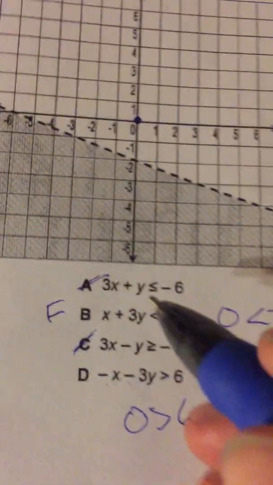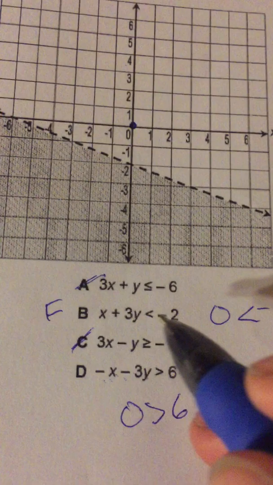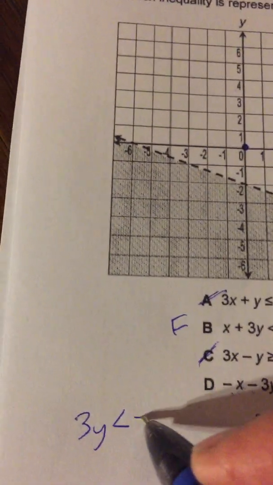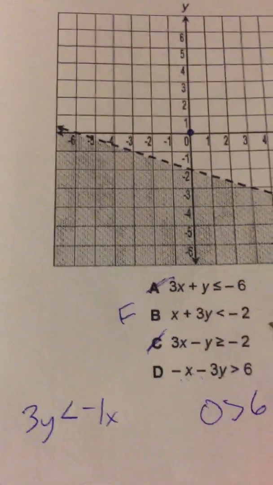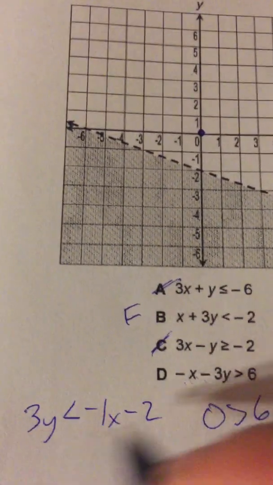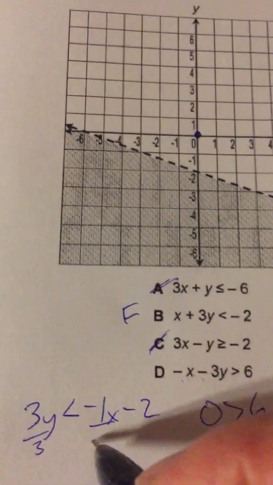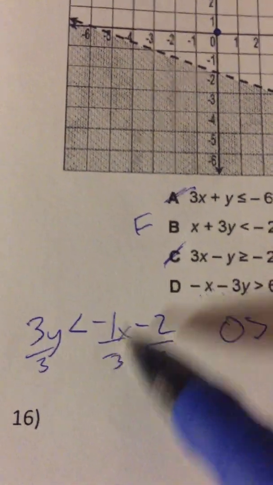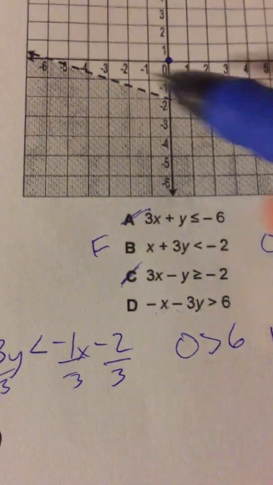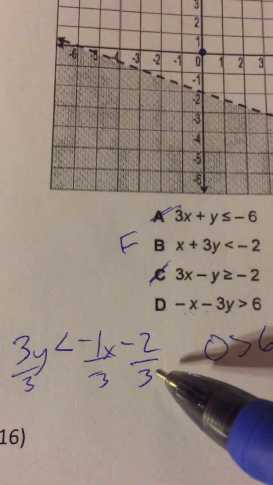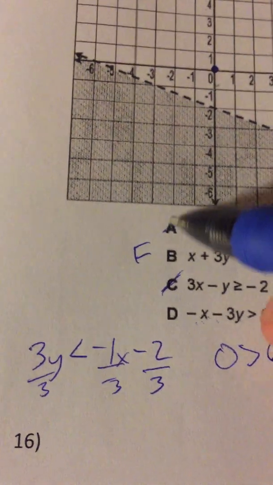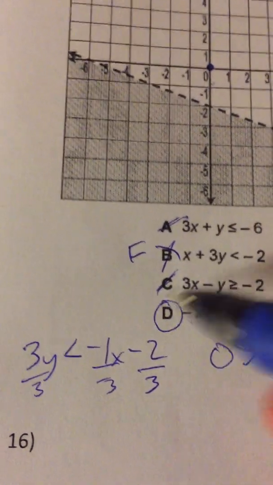So sometimes you just have to solve for y. So this one, if I subtract 1x on both sides, 3y is less than negative 1x minus 2. So I've rewritten it. Divide by 3, divide by 3, divide by 3. It's a negative slope, negative 1/3, down 1 over 3, so that makes sense, it is negative. But the y-intercept is negative 2/3. Is it crossing right here at negative 2/3? No, it is not. So it is not B. So which one is it going to be? It will be D. Okay, that was just a mean one.